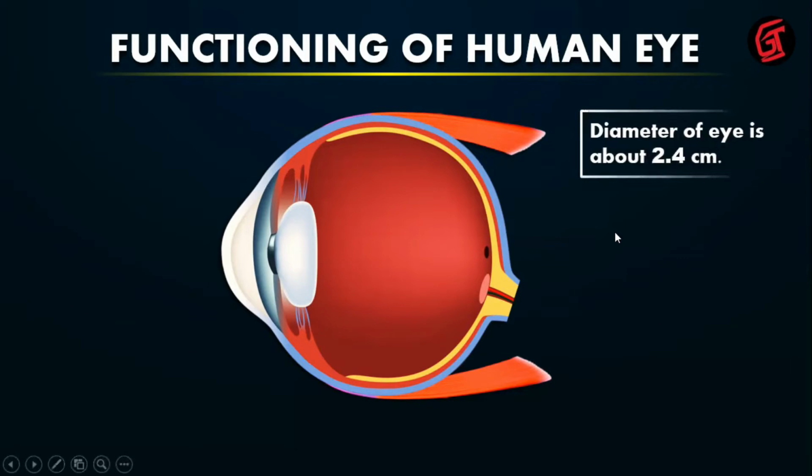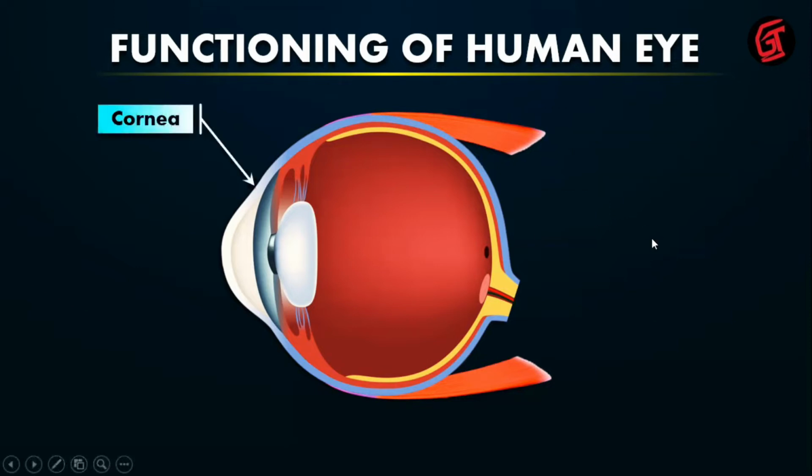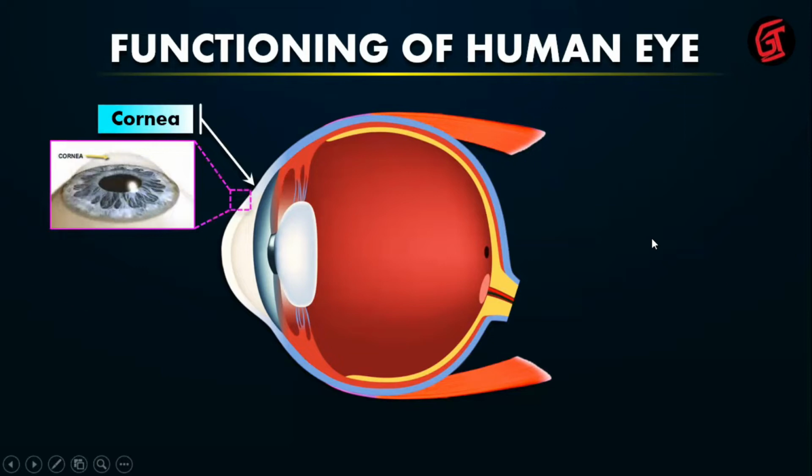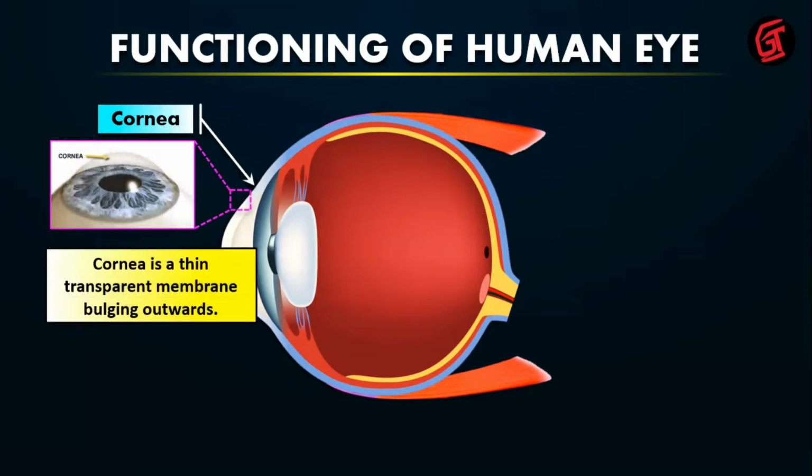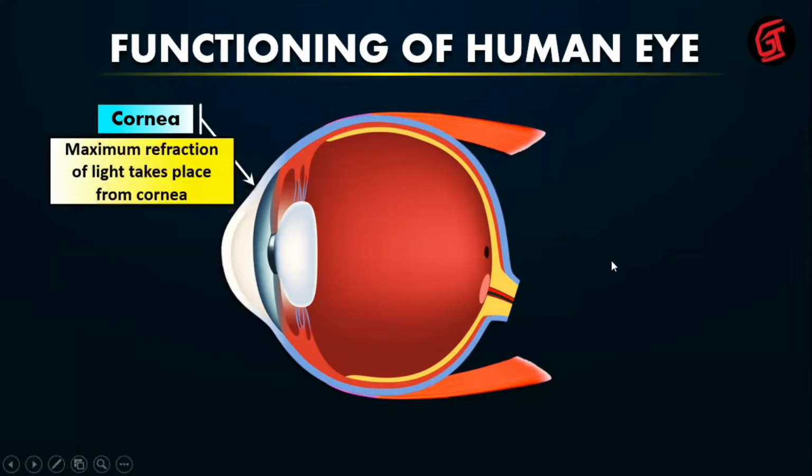So this is your eye. The diameter of the eye is around 2.4 centimeter. This is called your cornea. Cornea is a thin, transparent membrane bulging outwards. This cornea of yours is very slim, very thin, very delicate, and it's transparent and it is bulging in the outward direction.